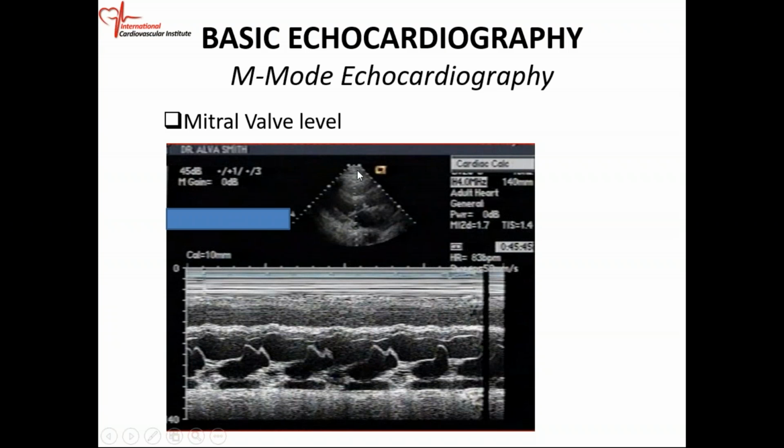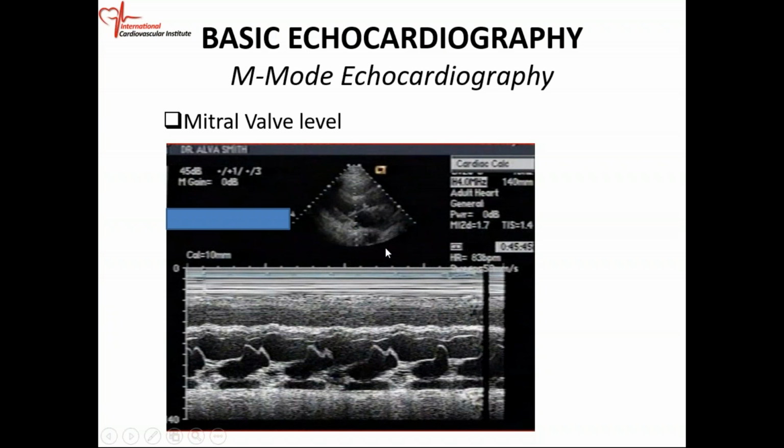So the structures that the cursor is going to cross are the chest wall, the pericardium, the RV wall, and a little portion of the RV cavity. It's going to cross the septum as well, and then the LV cavity, but it's going to look at the mitral valve, the anterior mitral leaflet, then the posterior leaflet.